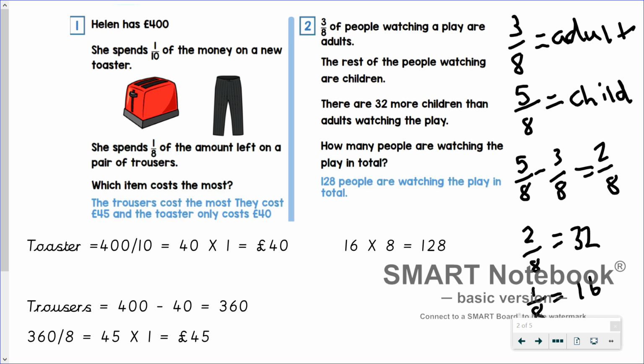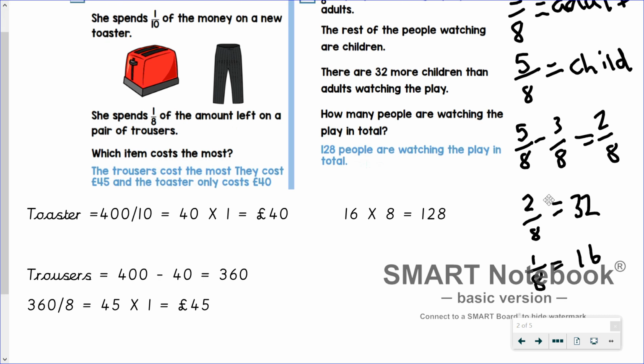Okay, so what we'll do is we have the number of children, and if there are 32 more children, we take away the fraction of adults from the fraction of children. We're left with 2/8. That equals the 32. That's the extra bit. Because the 3/8 and 3/8 would cancel out, which means 2/8 is that extra 32. So we can put 2/8 equals 32.